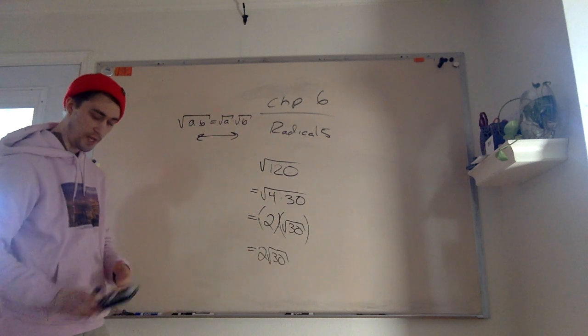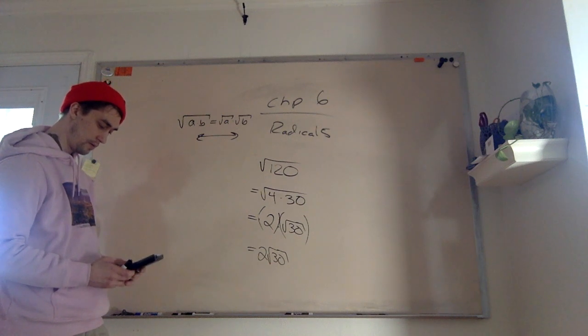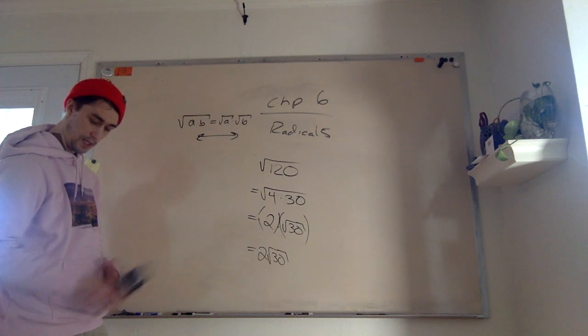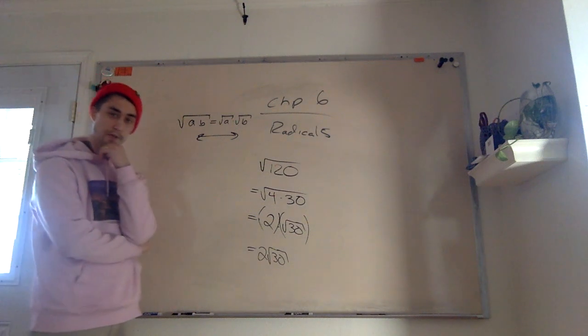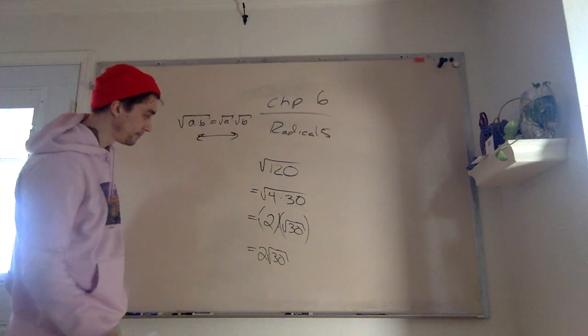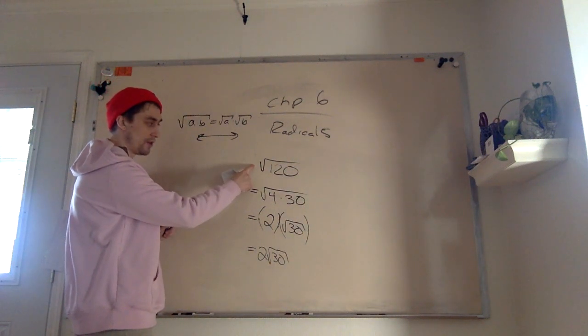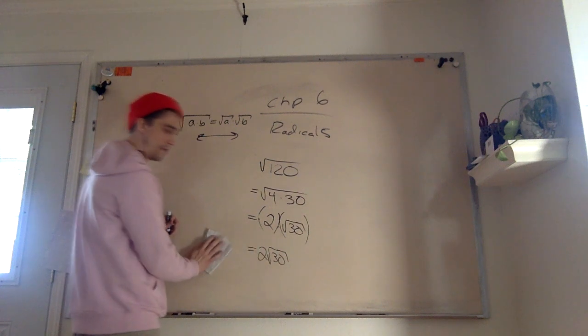I'm just thinking if 30 can be simplified even more. 30 divided by 4, nope. 30 divided by 9, nope. Or 16, no. So there you go. 2 root 30 is the full answer. Great. So again, 2 root 30 is exactly the same number as the square root of 120, just the simplified version.